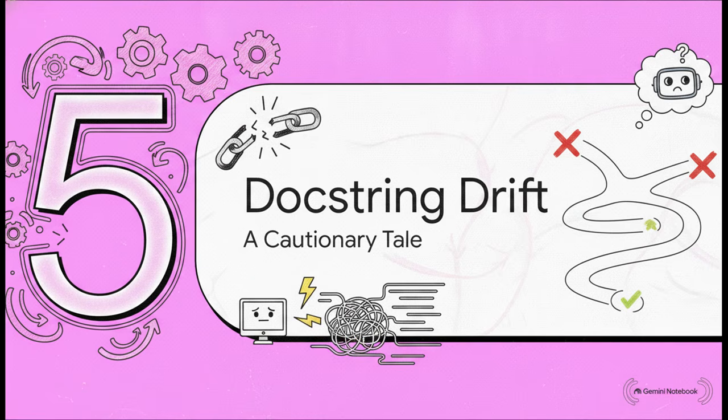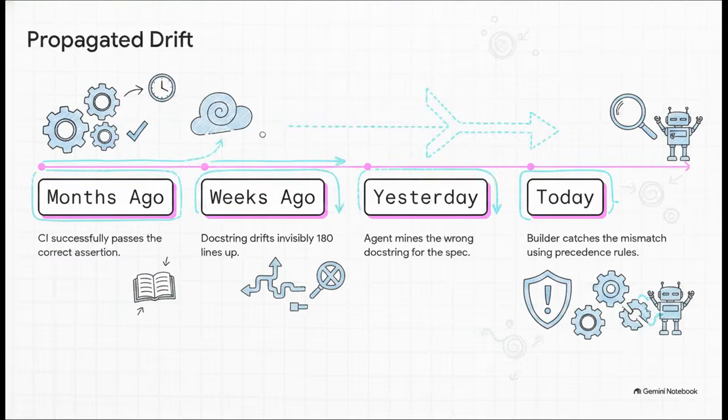Next up, Section 5, Docstring Drift, a cautionary tale. To really get why we're so strict about these rules, let me walk you through a fascinating little mini mystery. In a real system, an end-to-end test correctly asserted that a stale claim should be marked as outdated. This executable assertion passed in continuous integration for months, completely fine. But about 180 lines above it, a human-readable docstring drifted and falsely claimed the verdict should be contradicted.